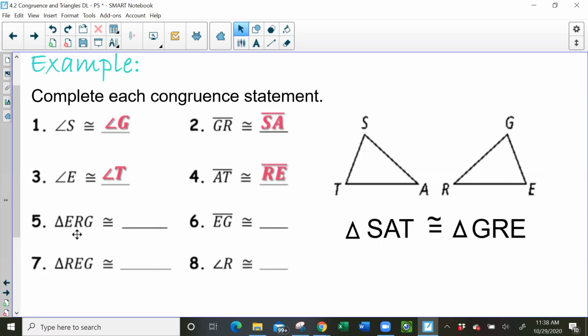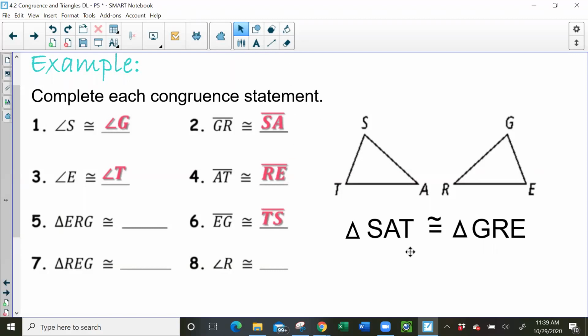Actually, let's go to number 6 and 8. Let's finish those and then we'll do the triangles. So number 6, EG, corresponds to what? This side here, what does it correspond to? I don't have anybody who has it right yet. Oh, I do now. It is TS.